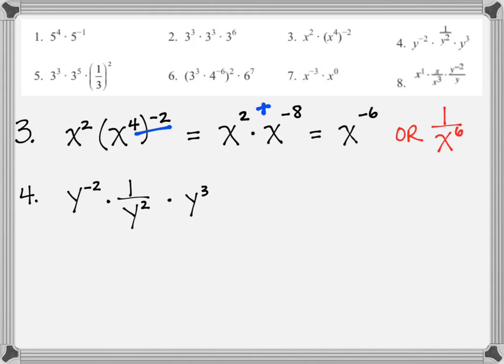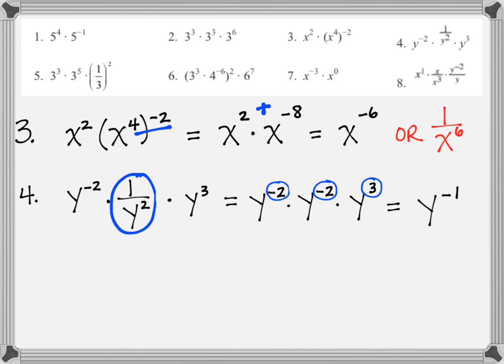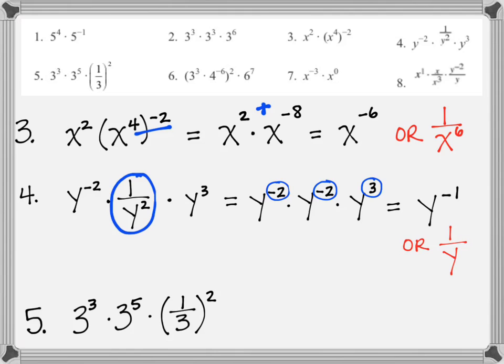Next problem we have, again, all just y's in this problem, but here we've got 1 over y squared, and 1 over y squared can be written as y to the negative 2. Now we're multiplying all like bases, so we're going to add those exponents, and we end up with y to the negative 1. But once again, we have this negative exponent, so we can write that as 1 over y to the first, or 1 over y.